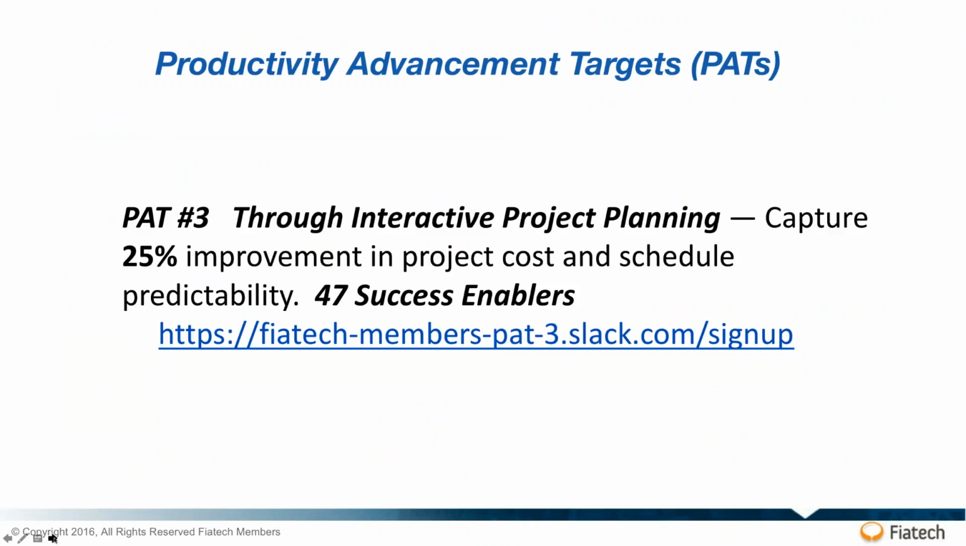So today's discussion is a PAT team discussion, or productivity advancement target discussion. It relates to PAT number 3. PAT number 3 is: through interactive project planning, capture 25% improvement in project cost and schedule predictability. With that in mind, there are 47 success enablers. I'll explain sort of what those are about, but these are the attributes that are indicative of high performance teams that allow them to achieve this type of performance improvement.